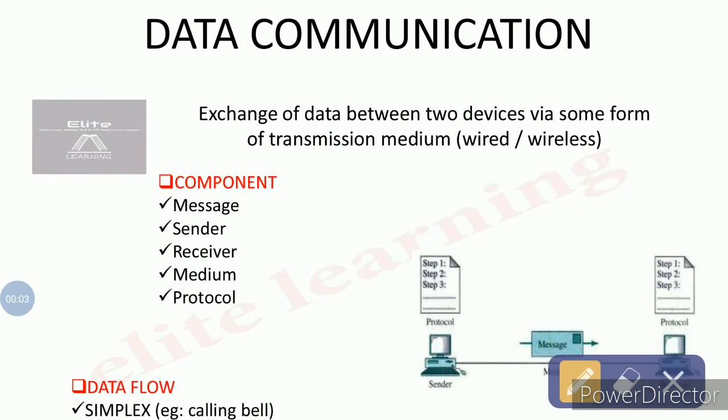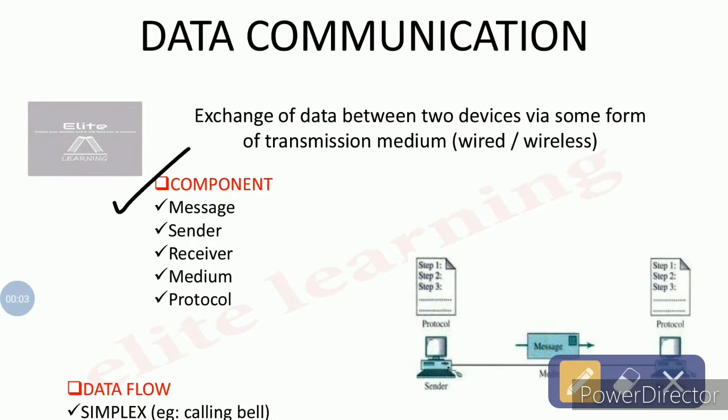Now technically we can say that data communication is the exchange of data between two devices via some form of transmission medium. Here medium means either a wired connection or a wireless connection. Whenever we use any connectivity in our electronic device, we can use it either in wireless form or wired connection form. Next we'll see the components.